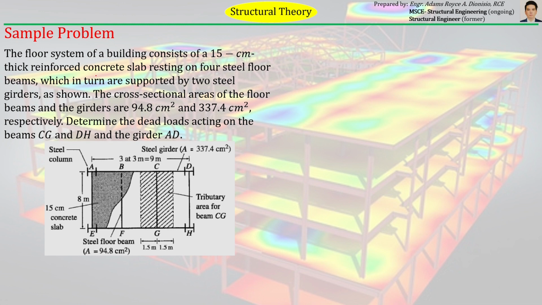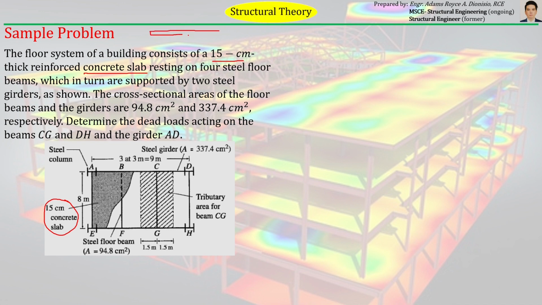So, we have a slab, concrete slab, 15 centimeter thick. So, nakalagay naman siya dito. Okay? Resting on 4 steel floor beams. So, meaning, the whole slab that we have here, itong buong to, is actually being supported by floor beams, 4 floor beams. So, kung titignan natin siya sa elevation view, the figure looks something like this.